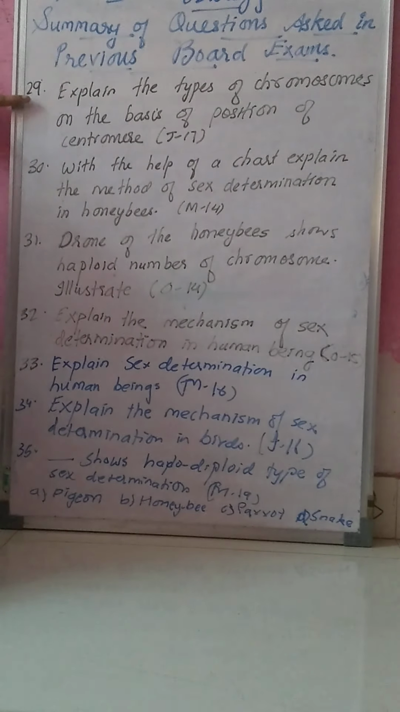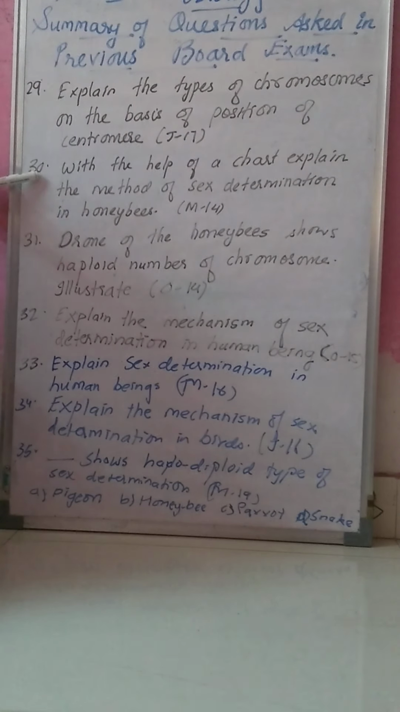Next is 29. Explain the different types of chromosomes on the basis of the position of the centromere. This question was asked in July 2017. Now what you have to do here: different types of chromosomes are present, metacentric, submetacentric, telocentric. You have to explain them on the basis of the centromere.